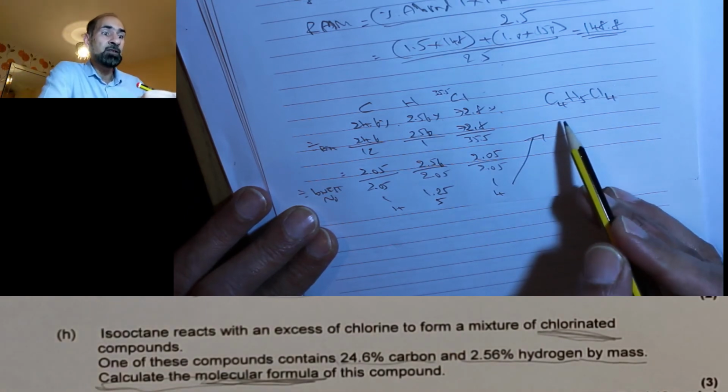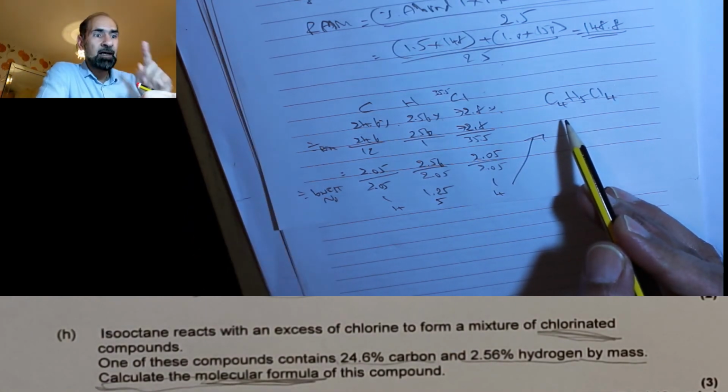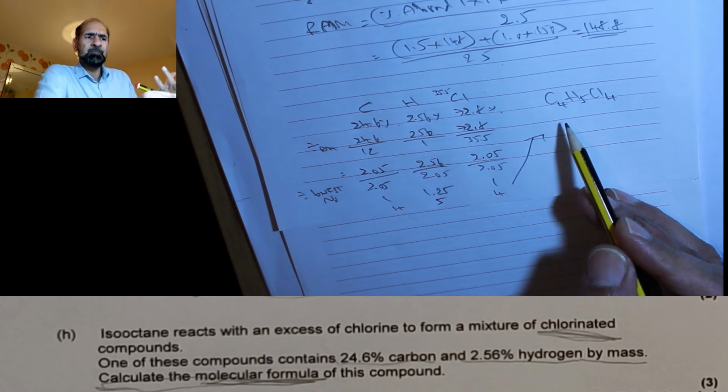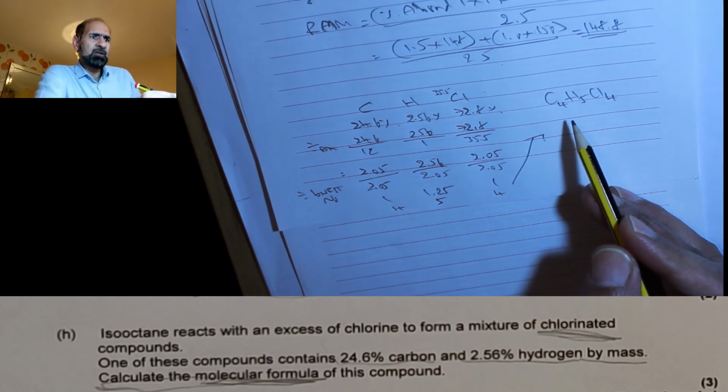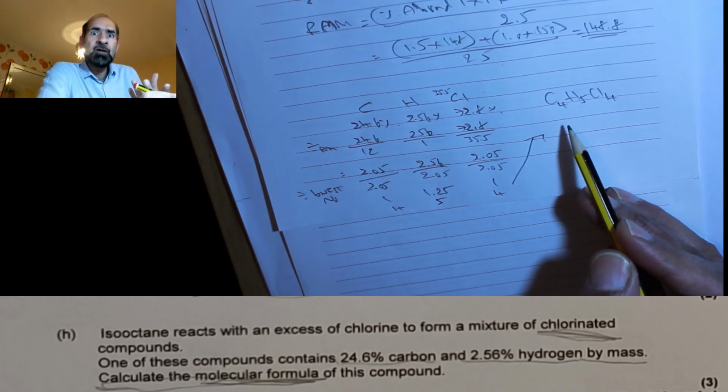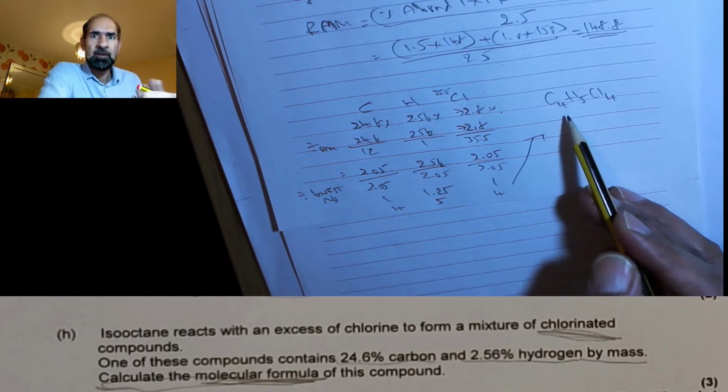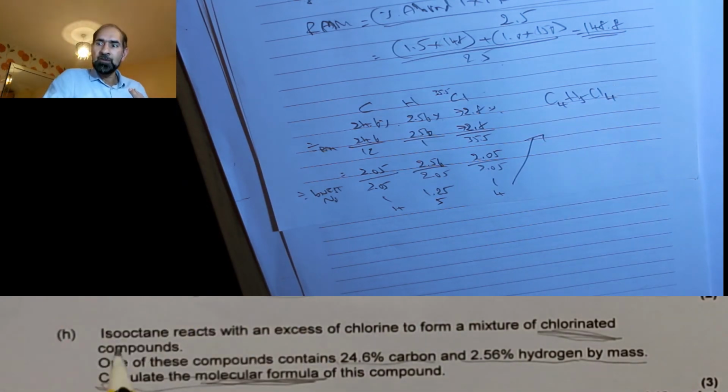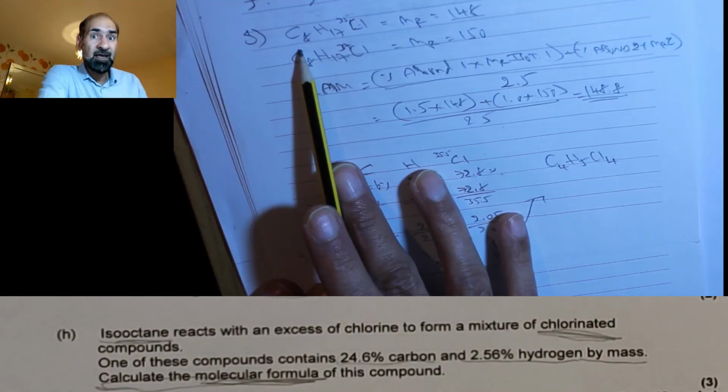So now I need to work out the molecular formula. And I'm thinking, well, hold on. They're not giving me the Mr of this molecule. How am I going to work out the molecular formula? Because that's what you usually are given, the total Mr, the final Mr. But remember, they've told you it's a chlorinated octane compound, because they took the isooctane and chlorinated it. So it does have 8 carbons.